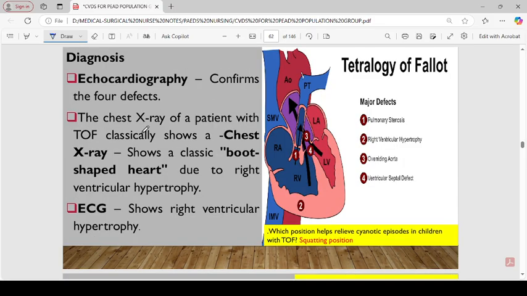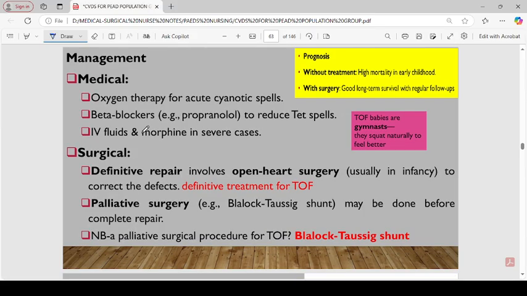Cyanosis. In terms of diagnosis, we could do echocardiography, which confirms the four defects. The chest X-ray of a patient with TOF classically shows a boot-shaped heart due to the right ventricular hypertrophy, right? ECG will show right ventricular hypertrophy, right? So remember, which position helps relieve cyanotic episodes in children with TOF? Squatting position. Don't forget that, right?